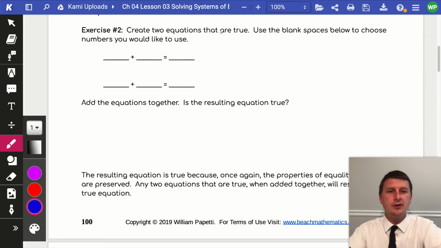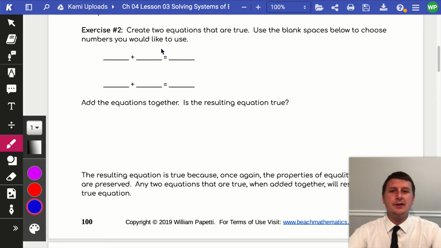Now we're going to try something a little bit different in this exercise, where it says create two equations that are true. Use the blank spaces below to choose numbers you'd like to use. So we can create any two equations. If you want to create your own two equations and I'll create my two, that's fine. If you want to just follow along here, that's cool as well.